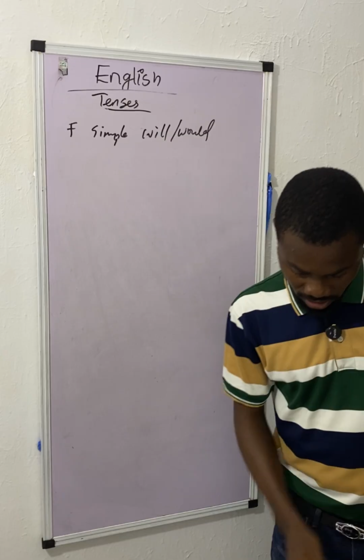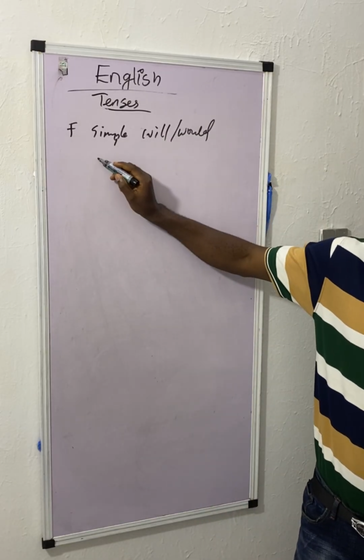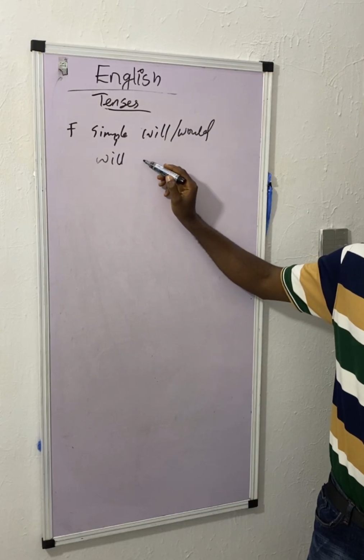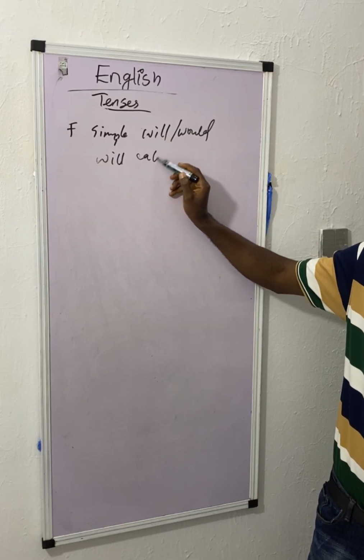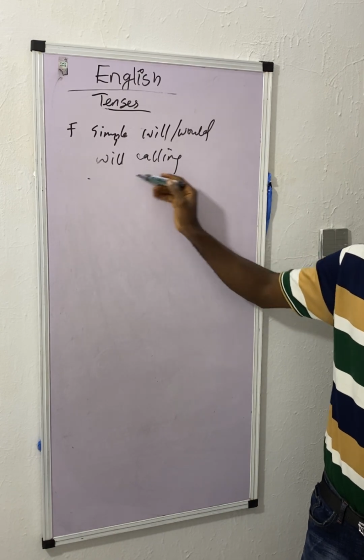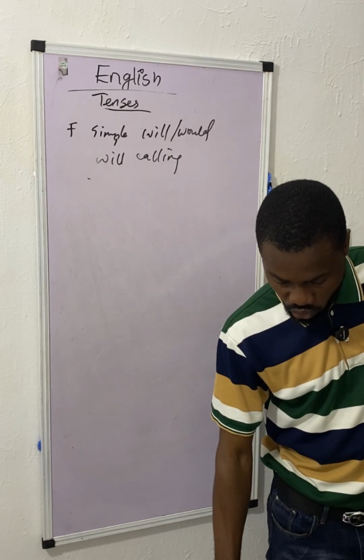All right. Another one again, future continuous. Just put future tense there like will. Then put continuous. All right. What is a continuous? Calling. Ing form, right? I will be calling you tomorrow. All right. Or I will be traveling tomorrow.